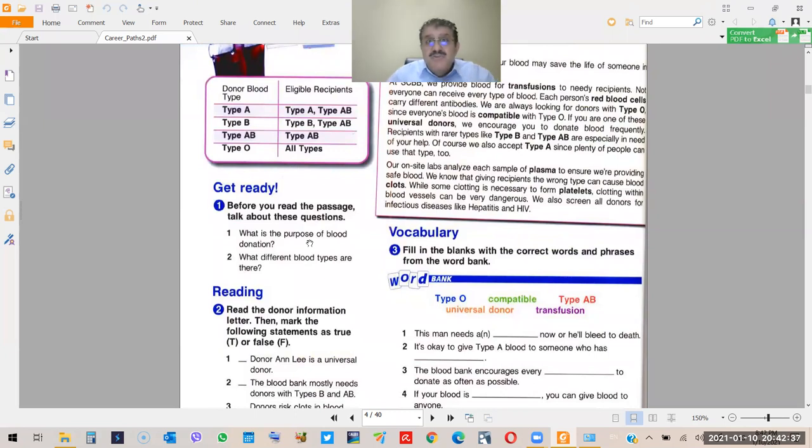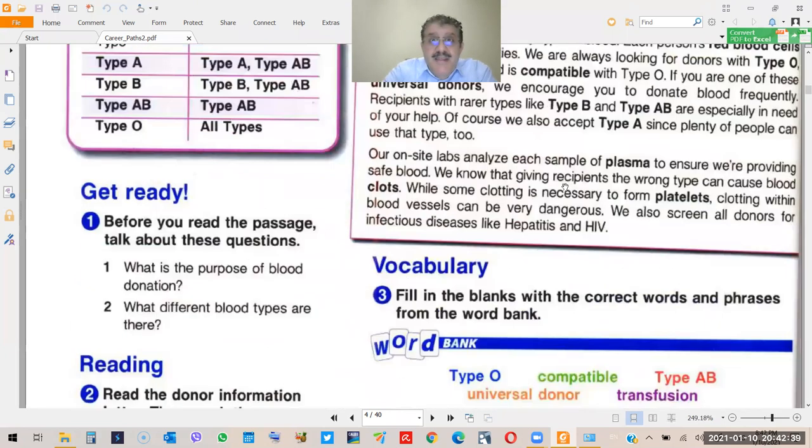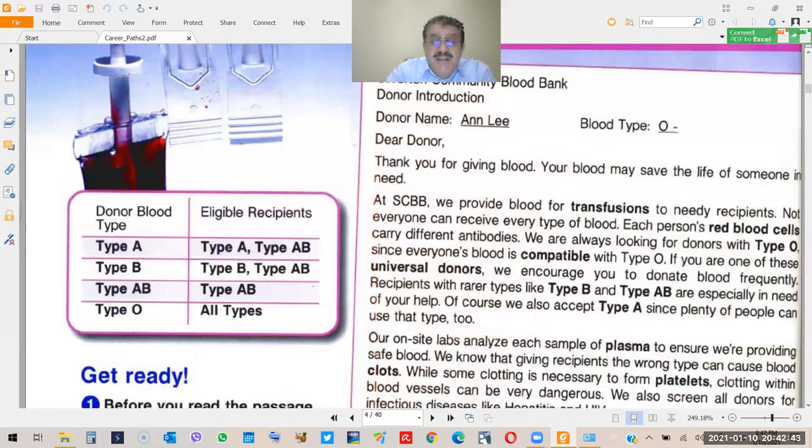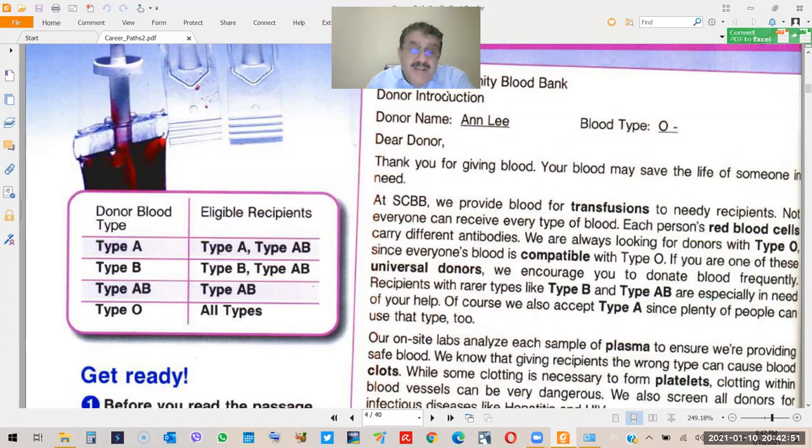Now we are going to read together the passage about the blood donation. It's a letter from the blood bank to a donor. A donor is a person who regularly donates or gives his blood to save other people's lives. Now we have this letter to Mr.